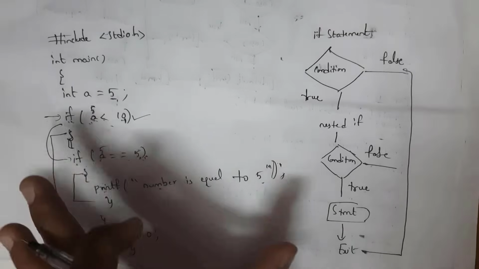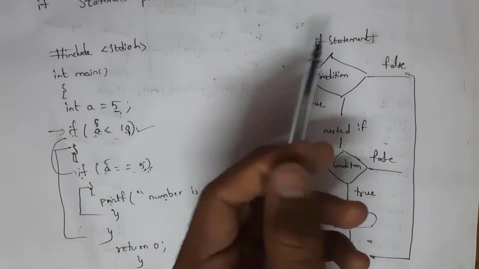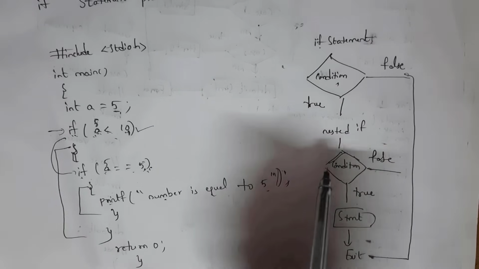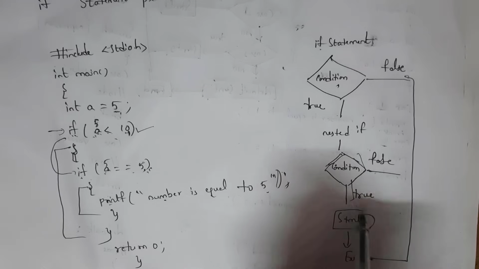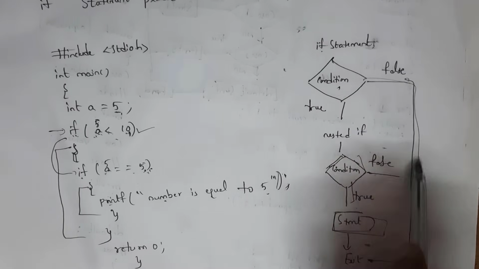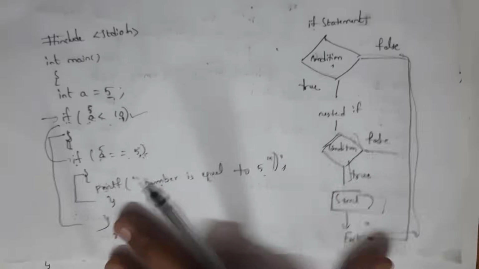This is flowchart for nested if statement. At first you need to give if condition. If this condition is true, then again it will go to nested if condition. And if this nested if condition is true, then it will print statement which is present in nested if. If these conditions are false, then it will exit. This is flowchart for nested if statement.